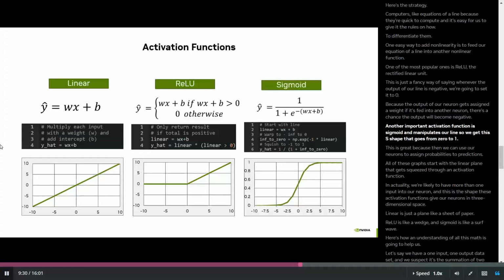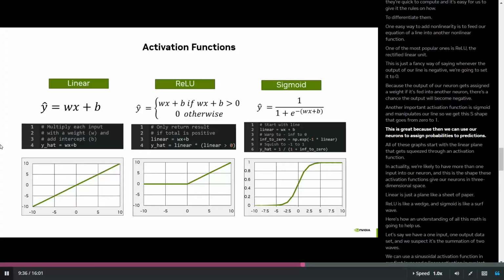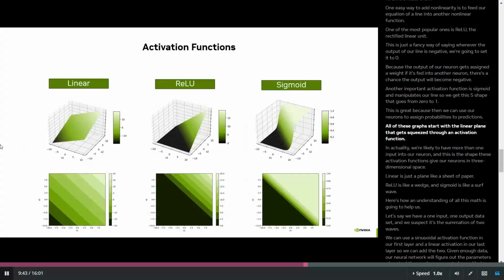Another important activation function is sigmoid. It manipulates our lines so we get this S shape that goes from 0 to 1. This is great because then we can use our neurons to assign probabilities to predictions. All of these graphs start with a linear plane that gets squeezed through an activation function.